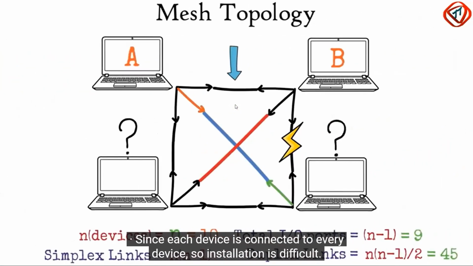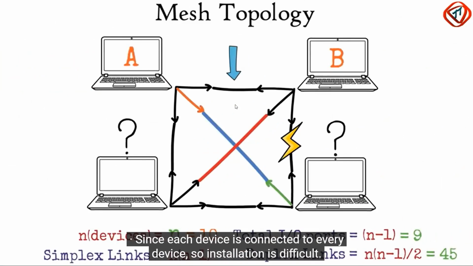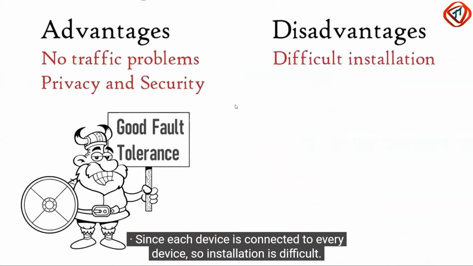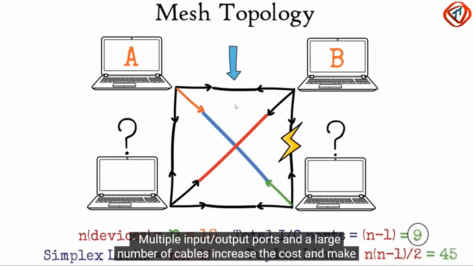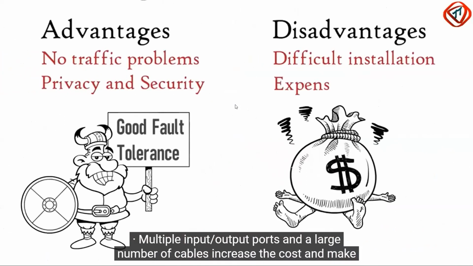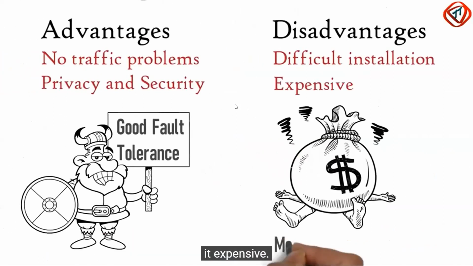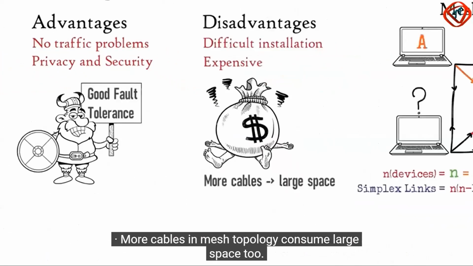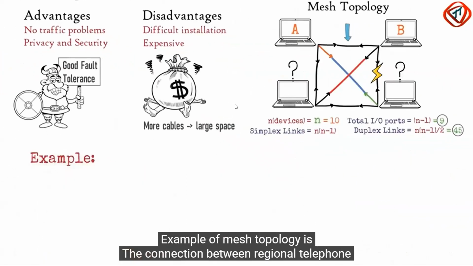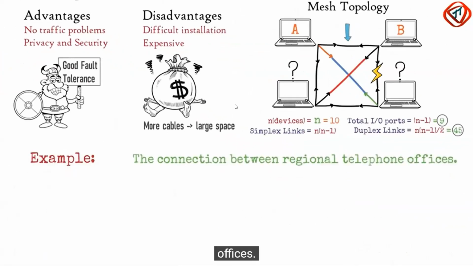Since each device is connected to every device, installation is difficult. Multiple input-output ports and a large number of cables increase the cost and make it expensive. More cables in mesh topology consume large space too. An example of mesh topology is the connection between regional telephone offices.